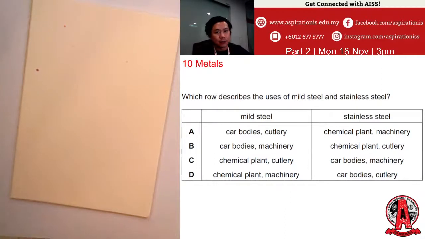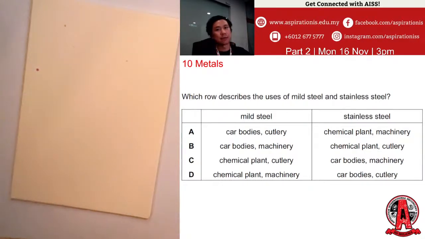So this is a standard question. It's really a common IGCSE question, and I chose it because I really want you all to know the answer to this question. Wow, that's really quick. It just so happens that all the answers are B, right? So I do not know where to draw the line. But mild steel is used in car bodies and machinery. Stainless steel is used in chemical plant and cutlery.